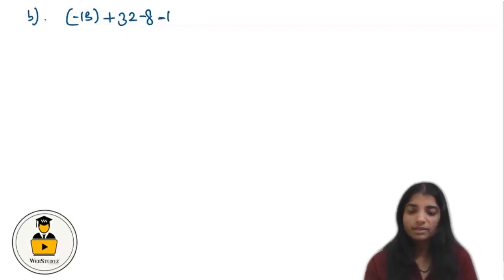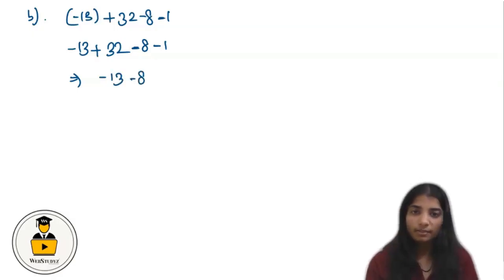Let's move to part B. Part B is minus 13 plus 32 minus 8 minus 1. Solving the bracket first, this is minus 13 plus 32 minus 8 minus 1. We are going to separate the negative terms basically. So this is minus 13 minus 8 minus 1 plus 32.